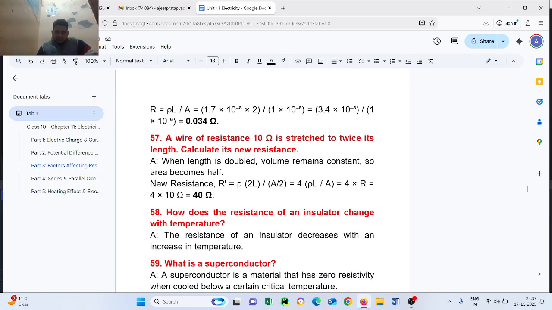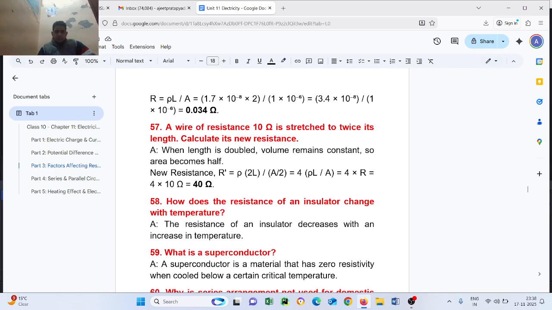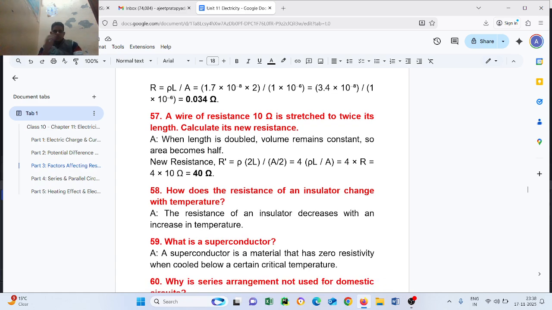Question number 57. A wire of resistance 10 ohm is stretched to twice its length. Calculate its new resistance. When the length is doubled, volume remains constant, so area becomes half. Now new resistance R dash equal to rho into 2L upon A by 2, equal to 4 rho L upon A, equal to 4 into R. 4 multiplied by 10 ohm equal to 40 ohm.